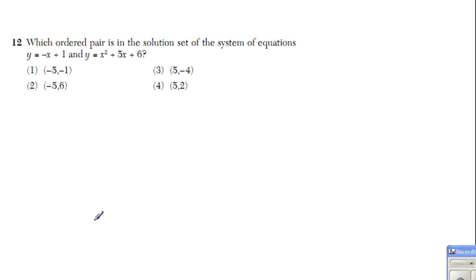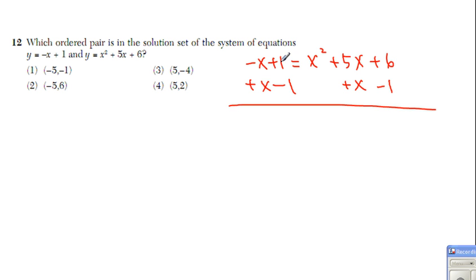Number 12. So how are we going to find the solution? Since both of them are equal to y, what we can do is this. We consider negative x plus 1 must be equal to x squared plus 5x plus 6. Now, when you bring everything onto one side, by adding x and subtracting 1, we realize 0 equals x squared plus 6x plus 5.